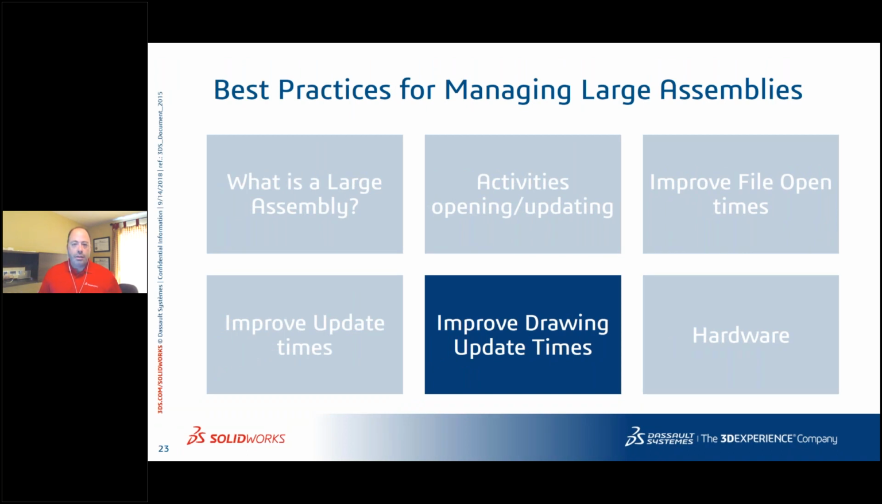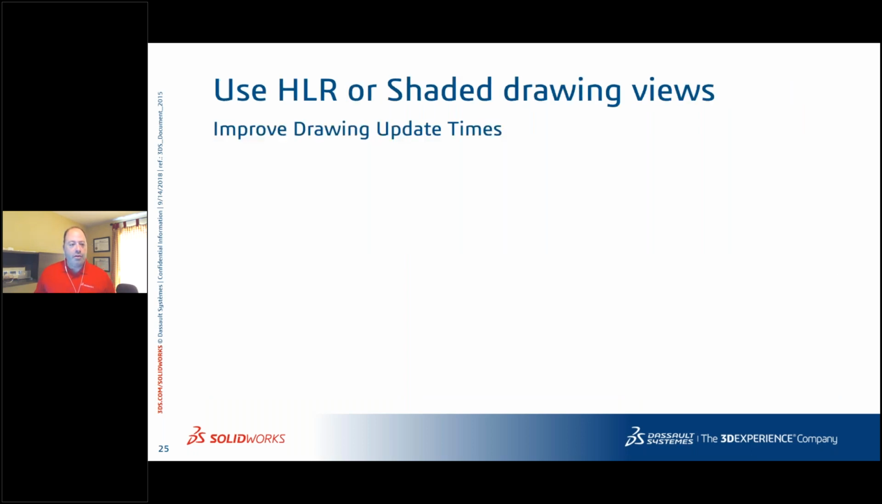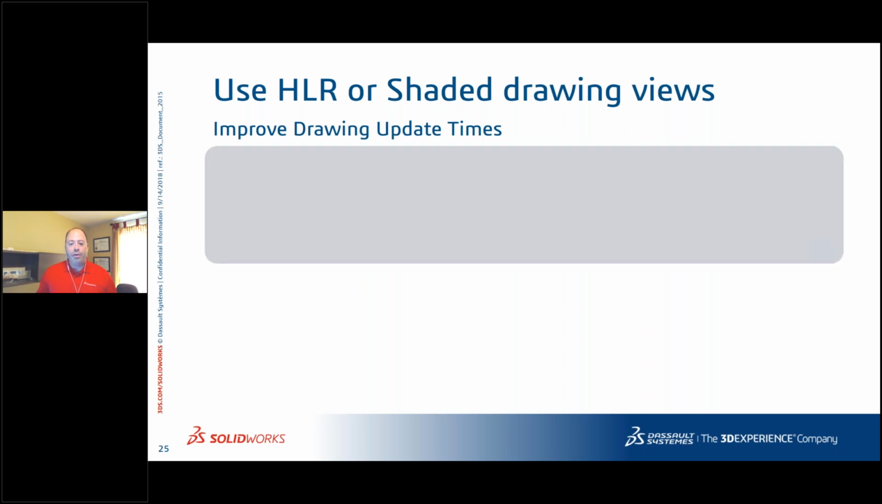So we spoke about, we kind of covered a couple things with regards to assemblies. Now let's talk about 2D drawings, because most of the times when you have a large assembly, probably that's going to end up in a drawing somewhere. So let's talk about drawings. So first things first, use hidden line remove or shaded views as you can. Now, if we kind of break down the different types of view display by, let's say, cost of computing, it would look something like this.